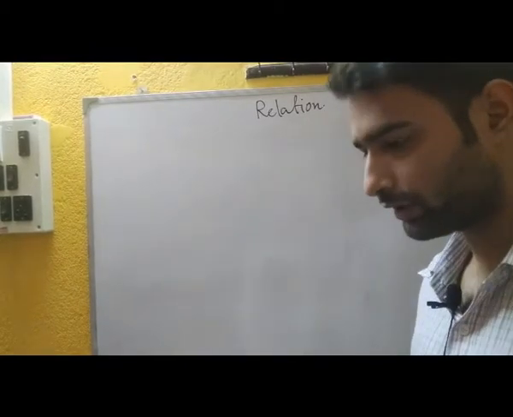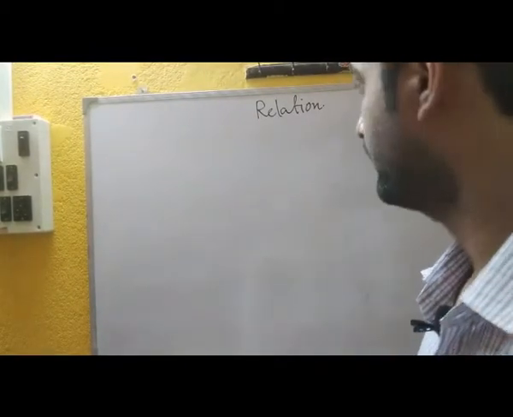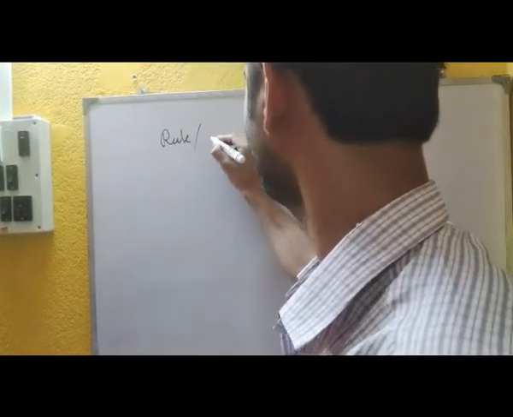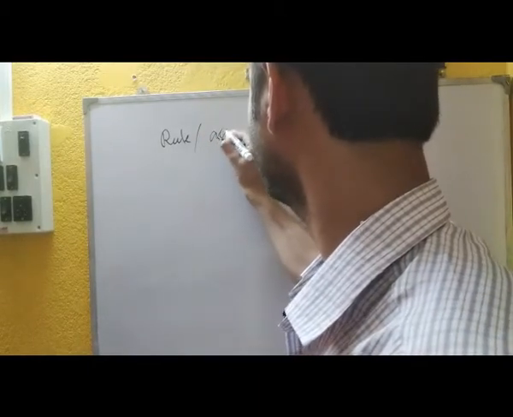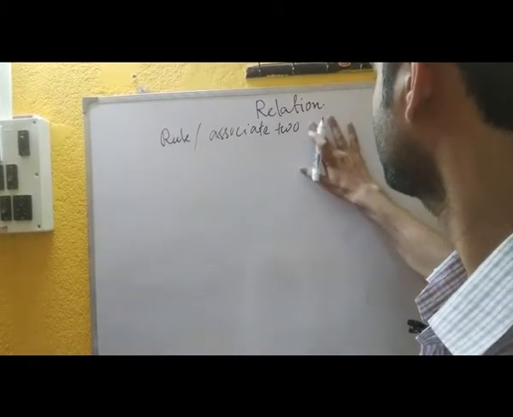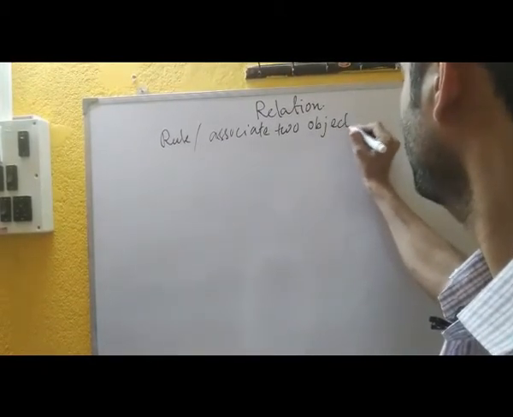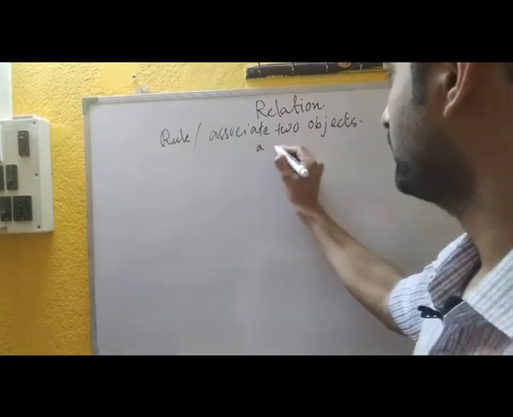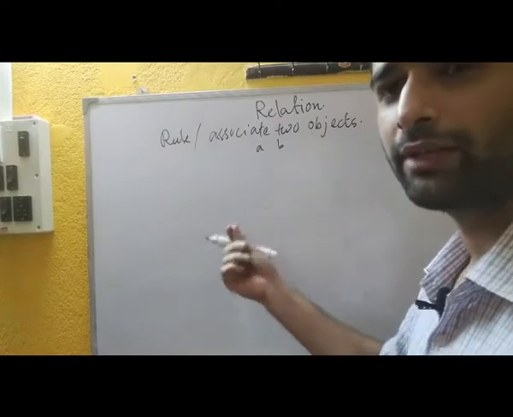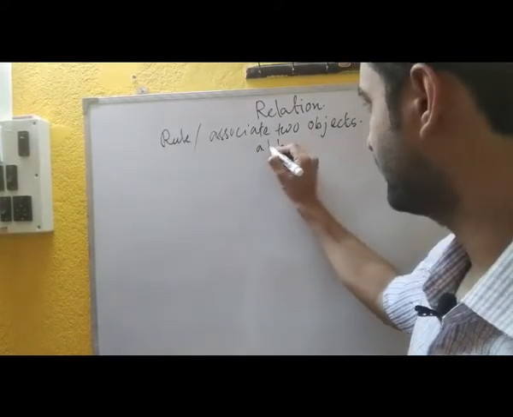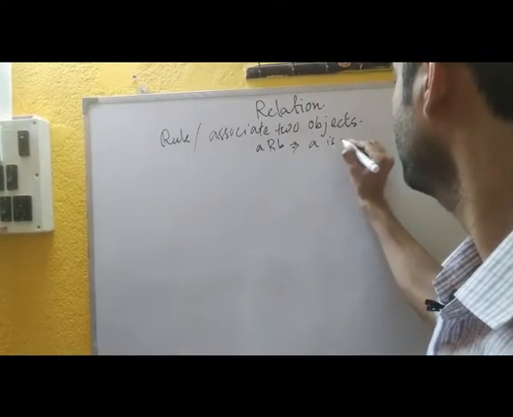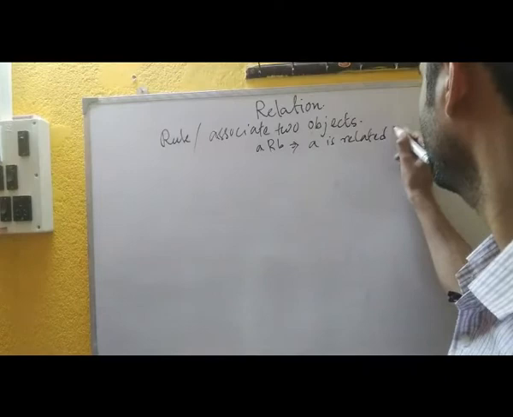In usual terms or in literal sense, we say that a relation is some kind of rule, or you can say it's some way to associate two objects. Say the objects are A and B, and we want to associate them, or we want to find some link between them. So that can be done by a relation. We will write it like A R B, means A is related to B.